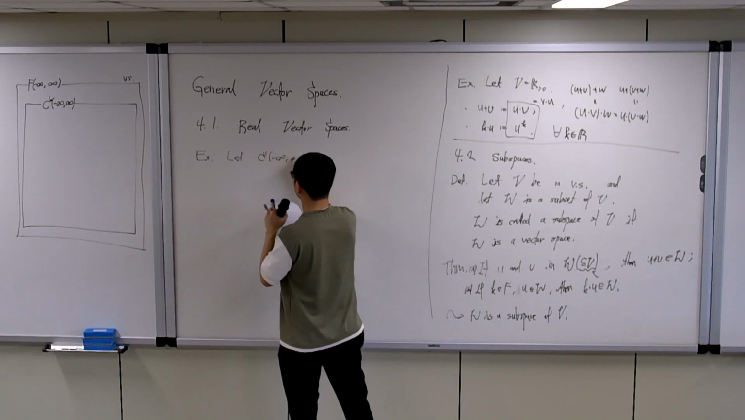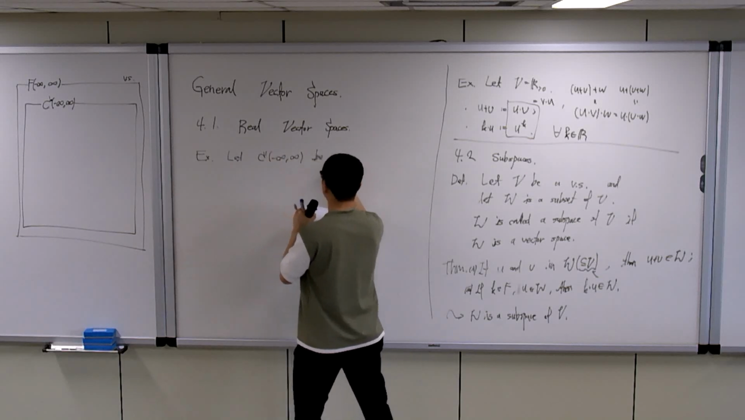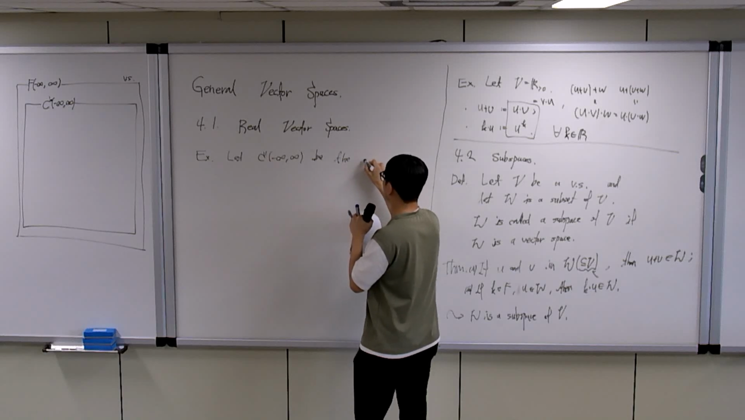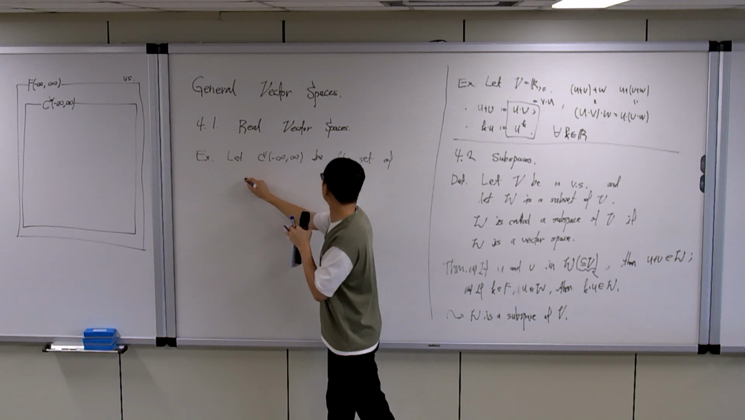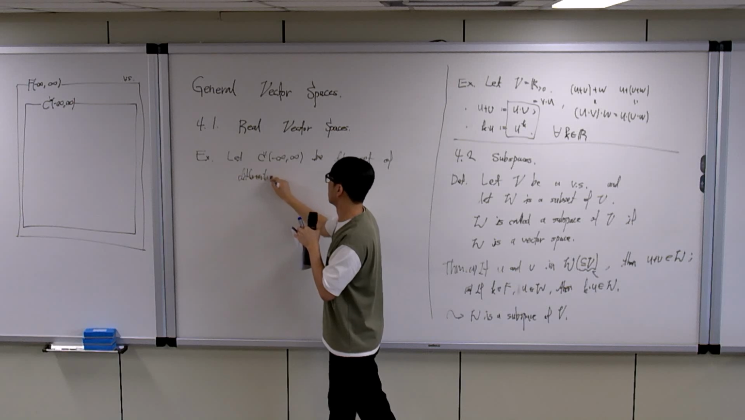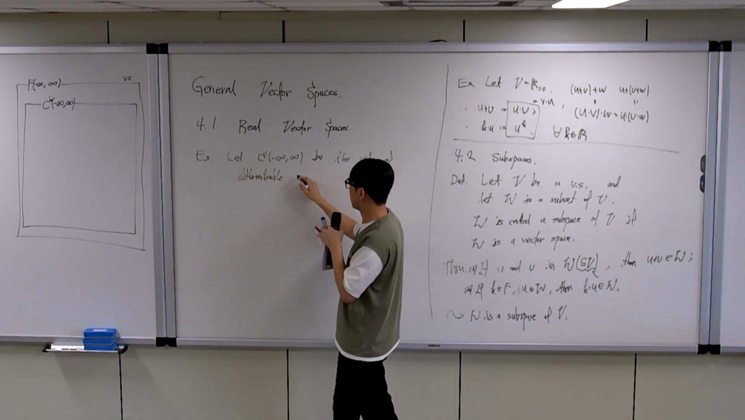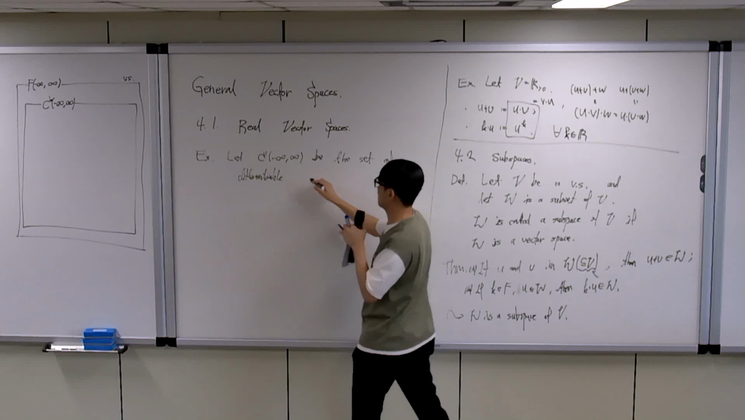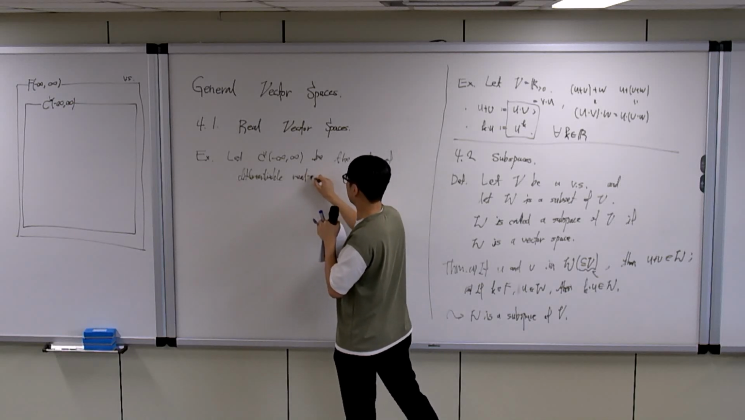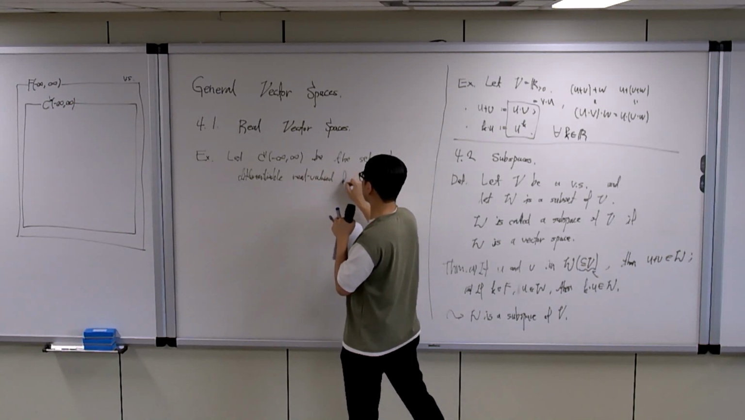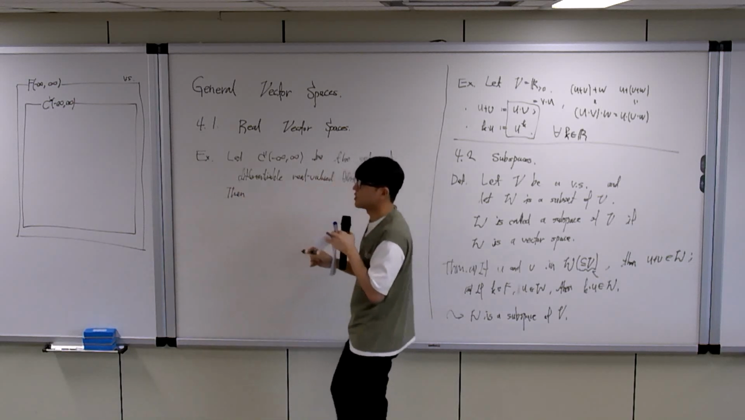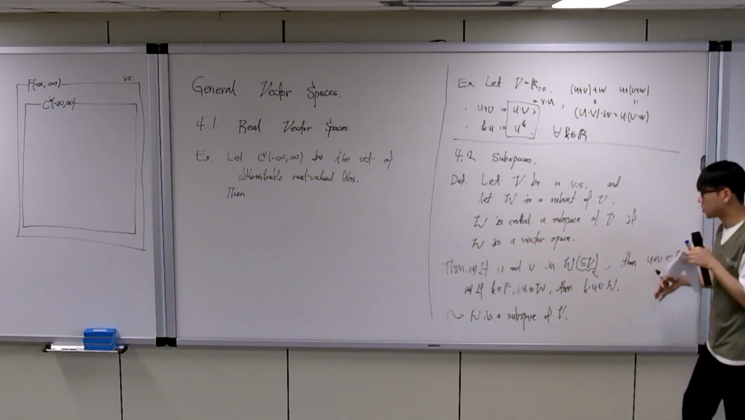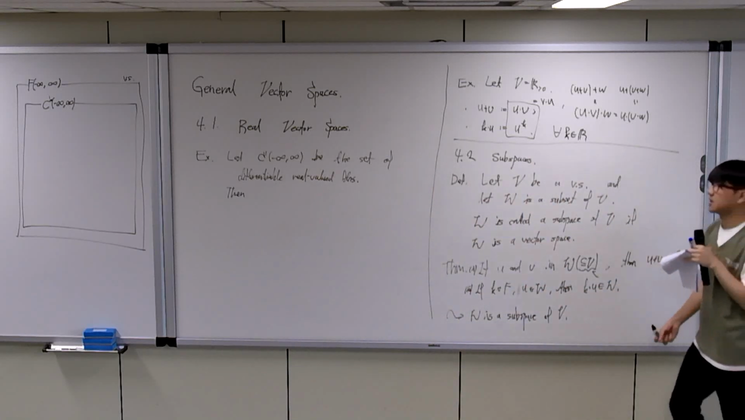C1 be the set of differentiable real valued functions. Then we can check the closure property in the space C1.